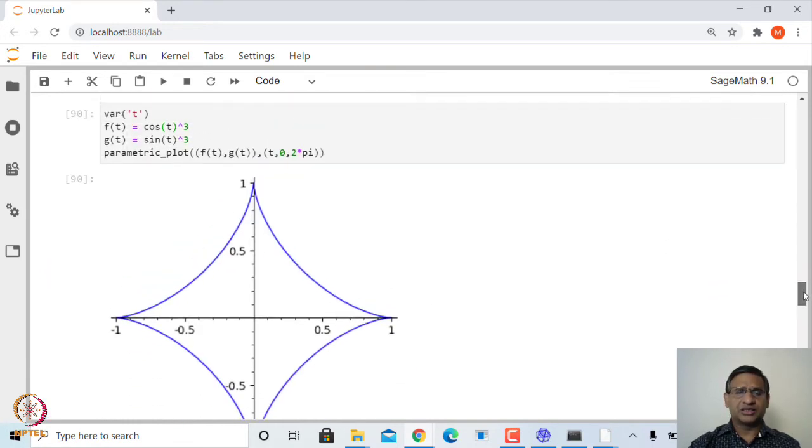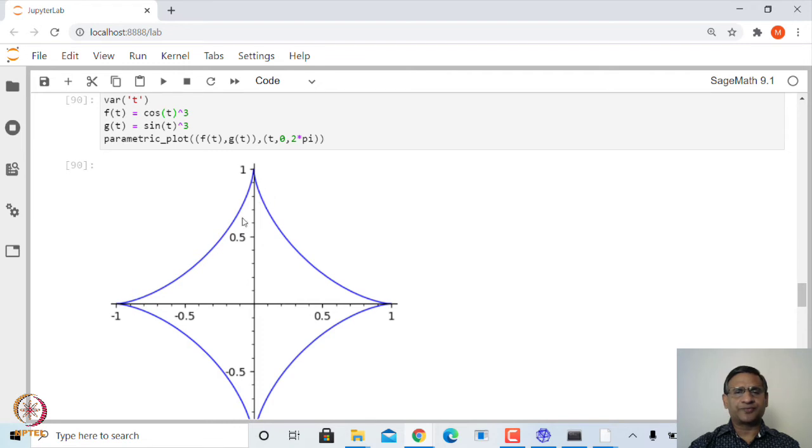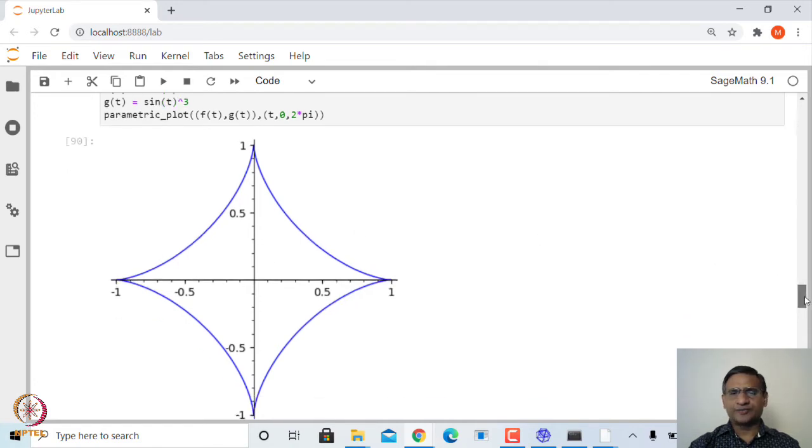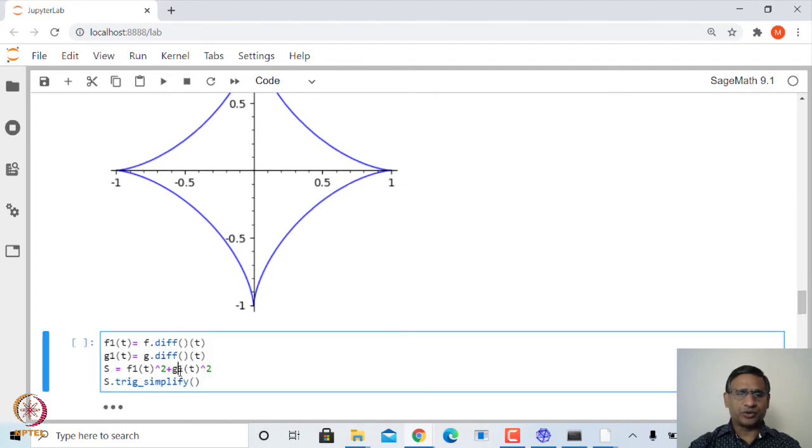This is a very famous curve. I think it is known as the asteroid. So you want to find the arc length of this curve. You can just see that it is symmetric. So whatever the length in the first quadrant, the total length will be 4 times that. So we can find the arc length in the first quadrant and then multiply that by 4.